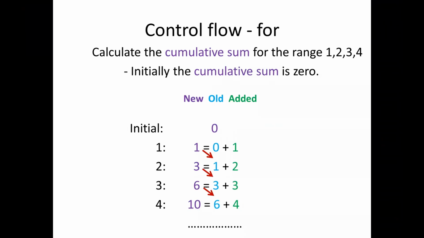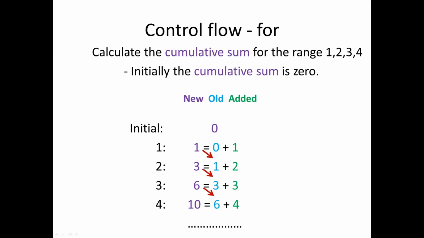One example when a for loop can be useful is when you want to compute the cumulative sum. In this example, we will compute the cumulative sum of the range 1 to 4. Initially, the cumulative sum is 0. Then we take the first value of the range, which is 1. We add 1 in green to the old cumulative sum, which in this case is 0 in blue, which gives us the new cumulative sum 1 in purple.